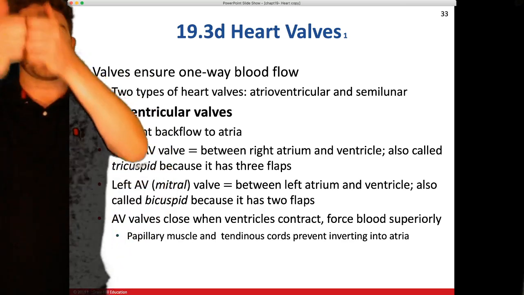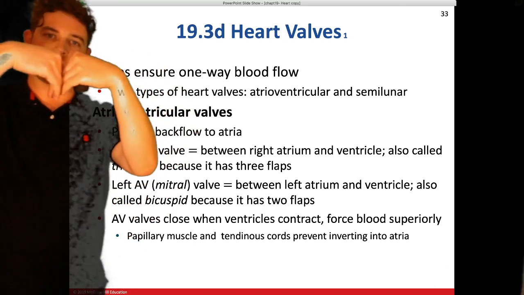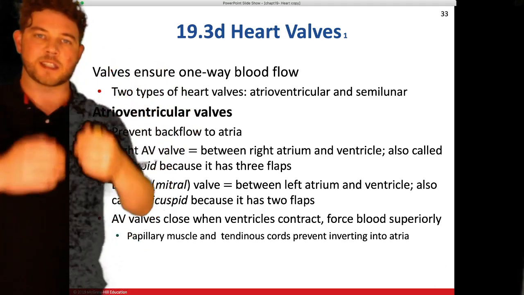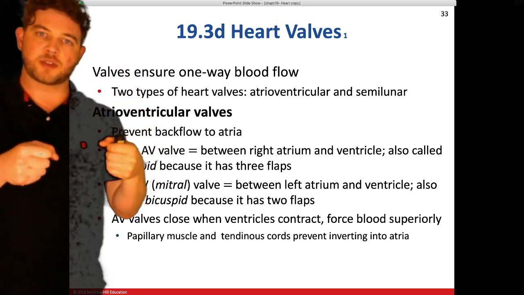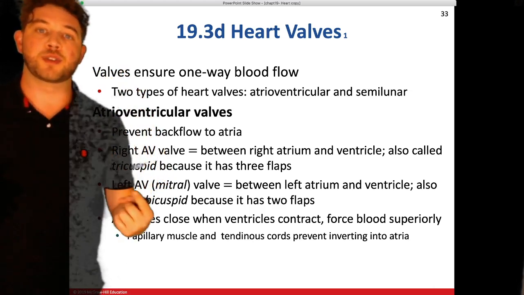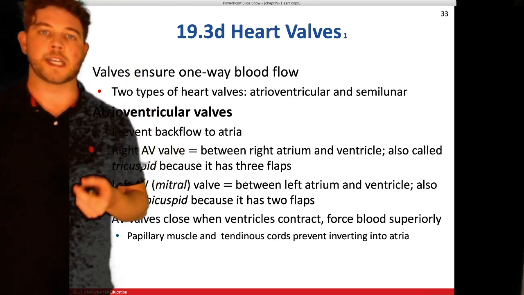So as blood is getting pushed out, it's hitting the AV valves, but because of how they're shaped, they're kind of shaped down like this. So when blood hits them, they actually can close up. The papillary muscles help to anchor the tendinous cords to keep it closed. And so then blood only can go out through the semilunar valves to the lungs or to the body.